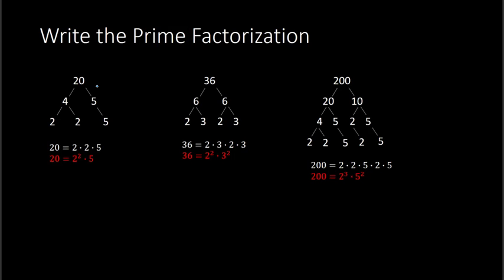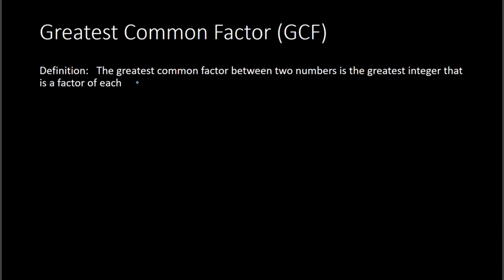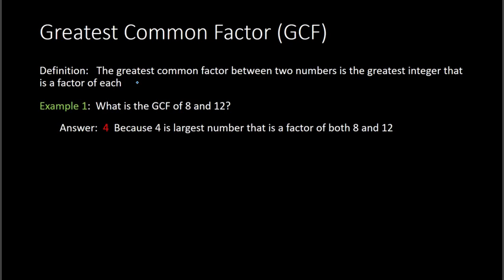So once you know how to prime factorize a number, we can use that to find the greatest common factor as well as the least common multiple. The greatest common factor between any two numbers is the greatest number that is a factor of each. For example, if we had 8 and 12, what is the greatest common factor of 8 and 12? Well, the answer is 4, because that is the largest number that is a factor of both 8 and 12.